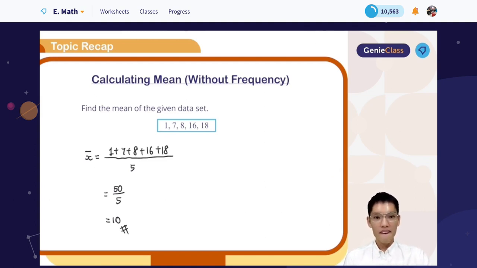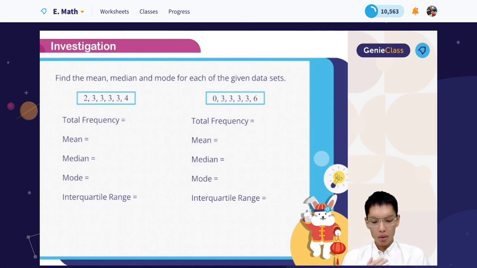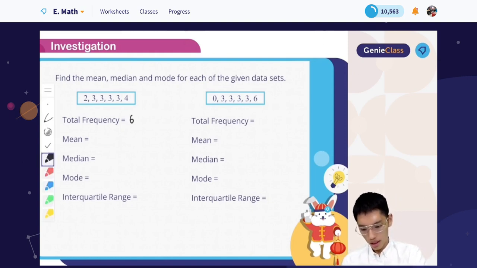Now, next up, why do we learn standard deviation? What's the purpose of standard deviation? So let's investigate and find out what is the purpose of standard deviation. So let's calculate for this data set first. If you were to find out total frequency, just count the data values. 1, 2, 3, 4, 5, 6. 6 data values, therefore total frequency is going to be 6.